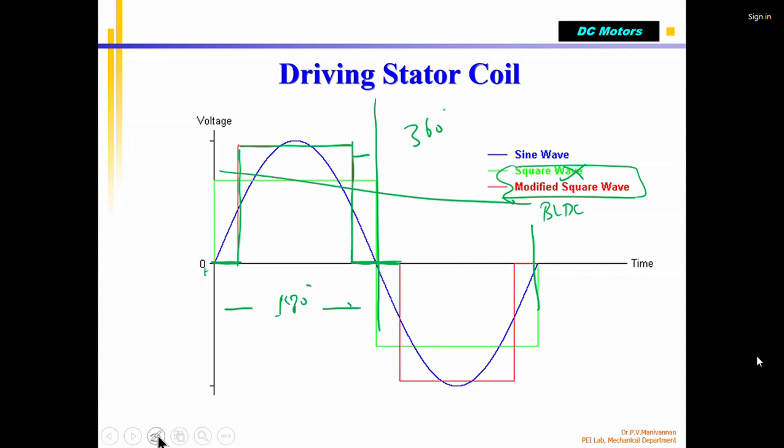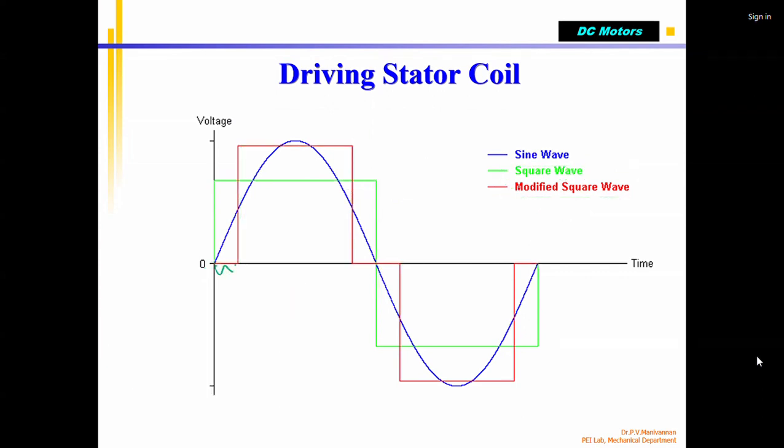Now, in the case of the modified one, this will be 30 degree. For 30 degree duration, the voltage will be 0. This is 0 degree. Then 0 to 30 degree, 0 volts. Then for this much period, the 120 degree period, you will supply the full voltage, correct? Red color. Again, from here, that is 150 degree to 180 degree, again it will be 0 volts.